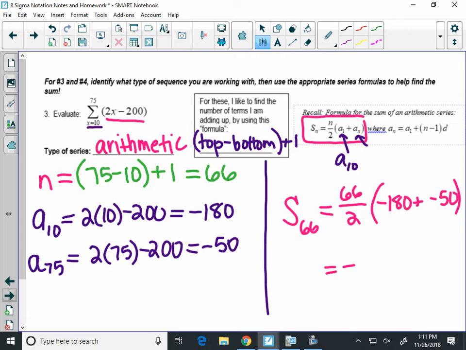Make sure you can type things into your calculator. I've done so much talking this afternoon, I need a drink of water.